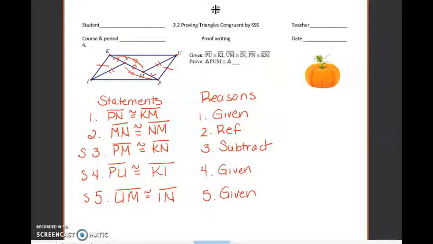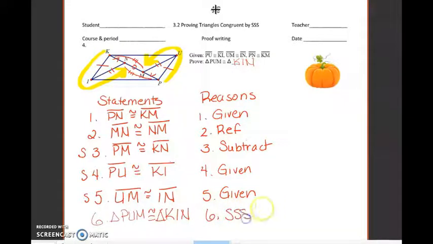I'm going to zoom out a little bit so that you can see the next line that's going to be written. We have side, side, side, so now I can go ahead and prove the triangles congruent. We were given PUM. So the point that corresponds to P would be K, the point that corresponds to U would be I. So that means I want to prove this triangle PUM is congruent to triangle KIN. And that's by side, side, side.